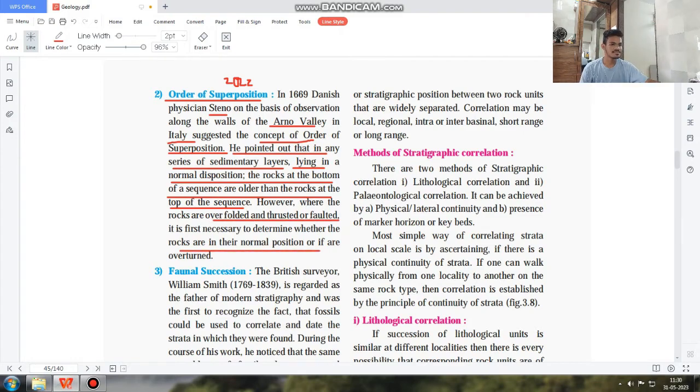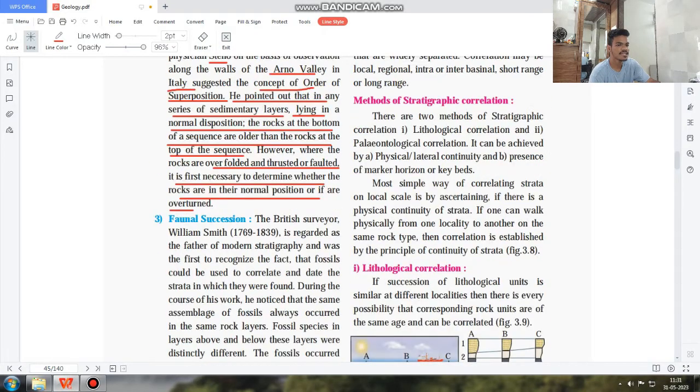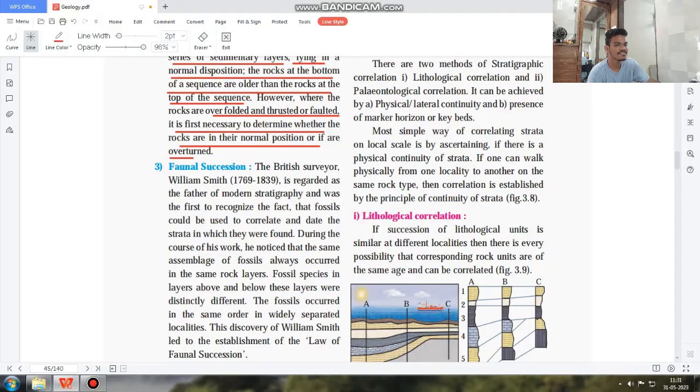Faunal succession. Okay, so this you have to remember. Next you come to faunal succession. It was given by British surveyor William Smith, regarded as the father of modern stratigraphy. Yes, this is important. Who is the father of modern stratigraphy? Name the following or fill in the blank, MCQs. Okay, William Smith.